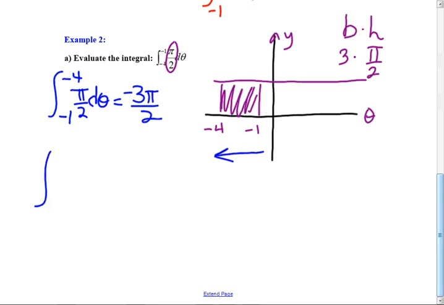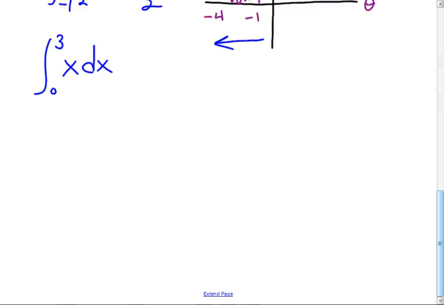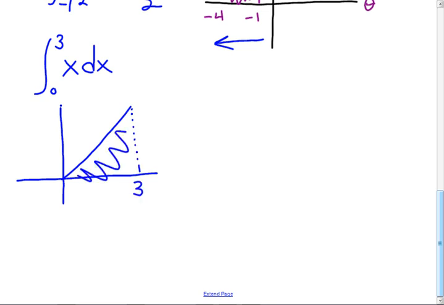What's the integral from 0 to 3 of x? And you don't know how to do that with calculus, but why don't we graph it? Because what is it asking for? The area under y equals x from 0 to 3. Do you know how to find that area? Say yes. What's the formula for area of a triangle? 1/2 base times height. What's the base? 3, and the height is also 3 because it's y equals x. So the answer to that is 9/2.